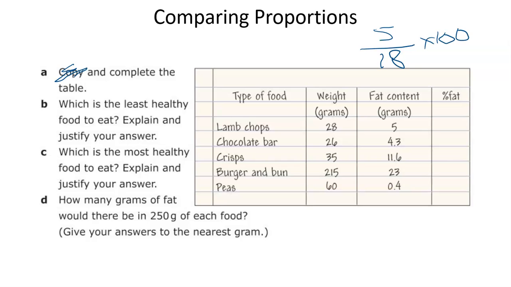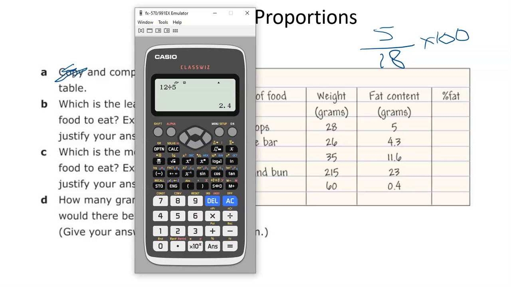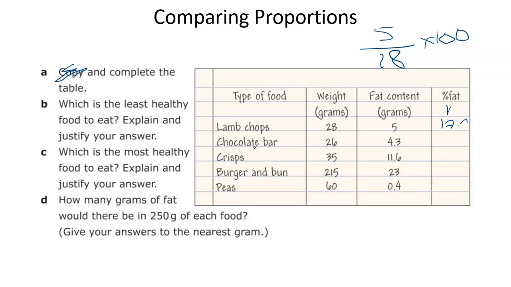And I don't need to work it out and then I can just do it all in the calculator at once. I don't even need to write it as a fraction. 5 divided by 28 times 100. And the answer is 17.9. I'm going to do 3 sig fig, so 17.9.